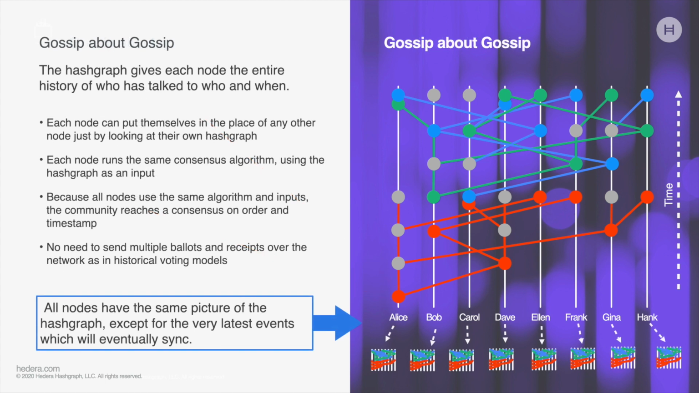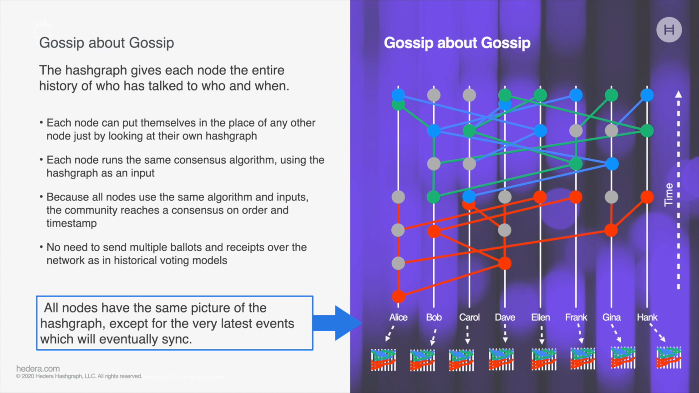And so we can store the graph in memory across every computer. You can see there's graphs associated with Alice, Bob, Carol, Dave, etc. all across the bottom. And it's a complete history of how they've talked to each other. So they're not just gossiping the transactions, they're actually gossiping about the gossip. So they're talking about how they've been talking.